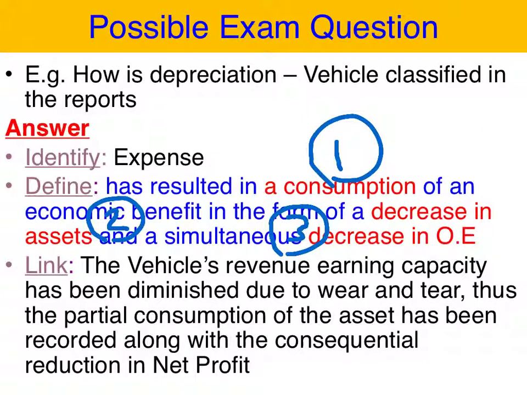So let's link it. The vehicle's revenue earning capacity has been diminished due to wear and tear or maybe obsolescence, etc. Thus, the partial consumption of the asset has been recorded along with a consequential reduction in net profit.